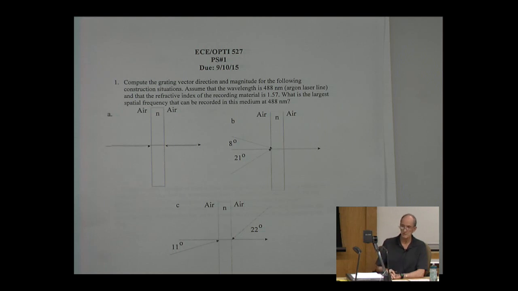The K-vector closure or Bragg condition approach to looking at gratings, the Bragg circle, and the grating equation that we had gone through last time.